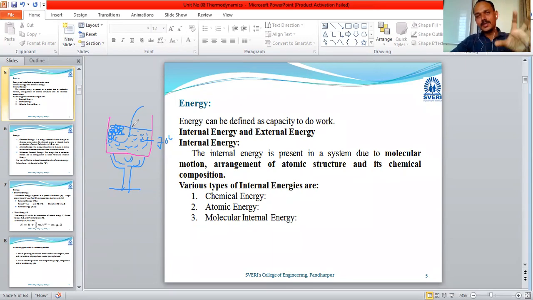Now this hotness is due to, or is related to, one molecule of that water, or the molecules of the water related to the whole hand.